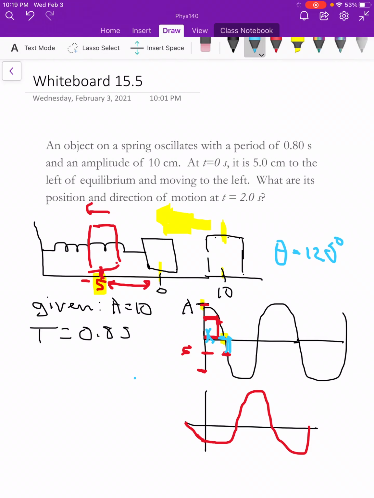So when I write out my equation, I have x of t is equal to A cosine of omega t plus phi. And A is 10.